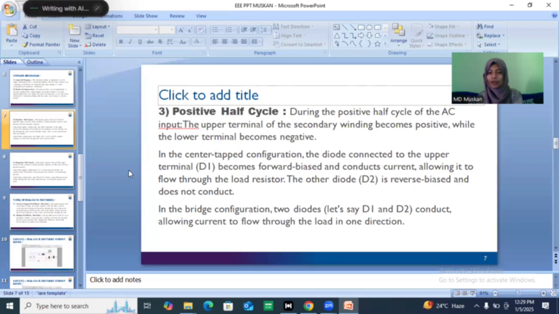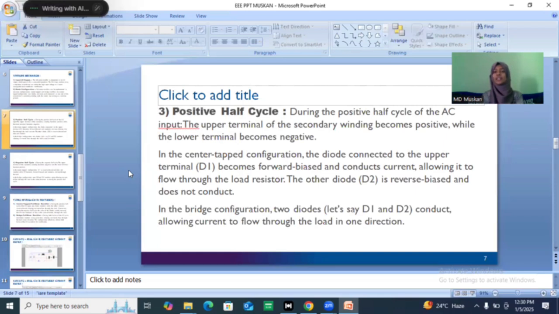Here in the center tap configuration, the diode connected to the upper terminal, called D1, becomes forward biased, and the other, which is connected to the lower terminal, becomes reverse biased. Coming to the bridge configuration, two diodes conduct, allowing current to flow through the load in only one direction. So this is about the positive half cycle.